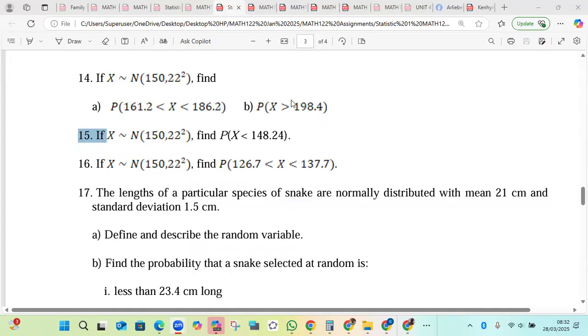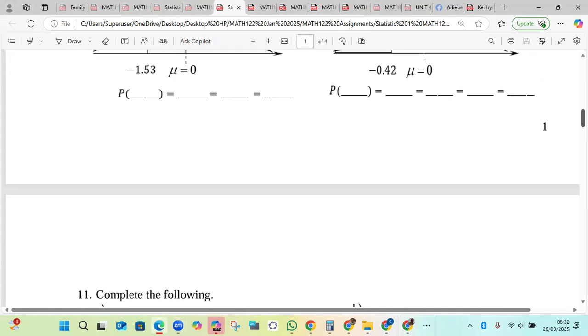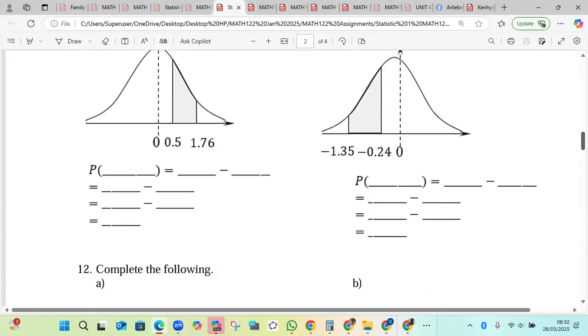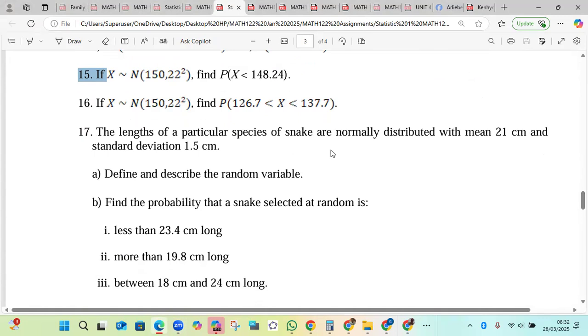In this recording, we are going to explain how to do number 15 in the Math 1 to 2 Statistics 1, Unit 6, Assignment 6. So it says, if a random variable x approximates a normal distribution with a population mean of 150 and a variance of 22 squared, find the probability that x is less than 148.24.